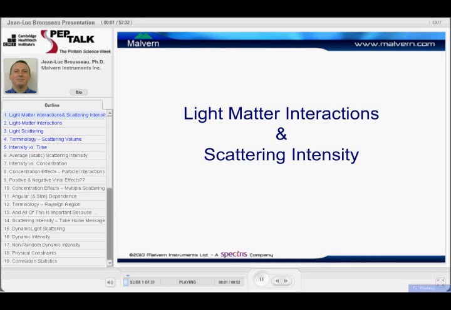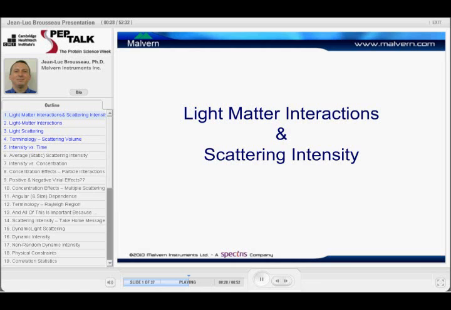The outline of the presentation, as you can see here: light-matter interaction. We're going to start with the basics, how light interacts with matter, and how dynamic, static, and electrophoretic measurements are made. And we're going to go from the basics all the way down to working examples, and what goes wrong, what the interactions are, and what the pitfalls are.